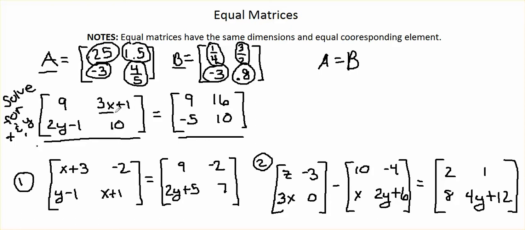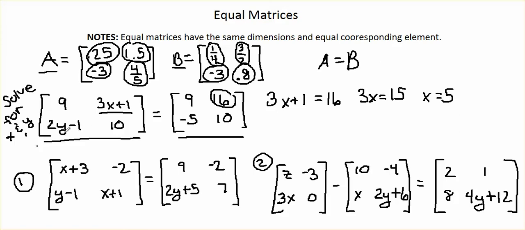But in this case, we have a 3x, and since these matrices are equal, the corresponding element 16, 3x plus 1 has to be equal to 16. And we can solve for x. We could subtract 1 from each side to get 3x equals 15. And then we can divide by 3 to get x equals 5.